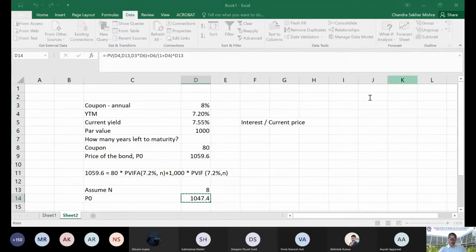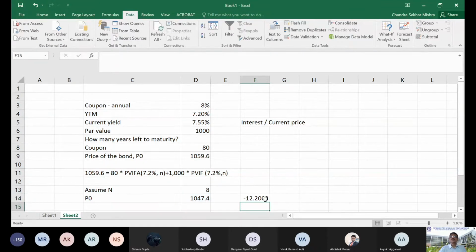1059.6, correct? So what we'll do now is like this. The difference now is this minus this. We want this difference to be how much in Goal Seek? What's the difference? 0. By changing what? Changing this cell, the rate.